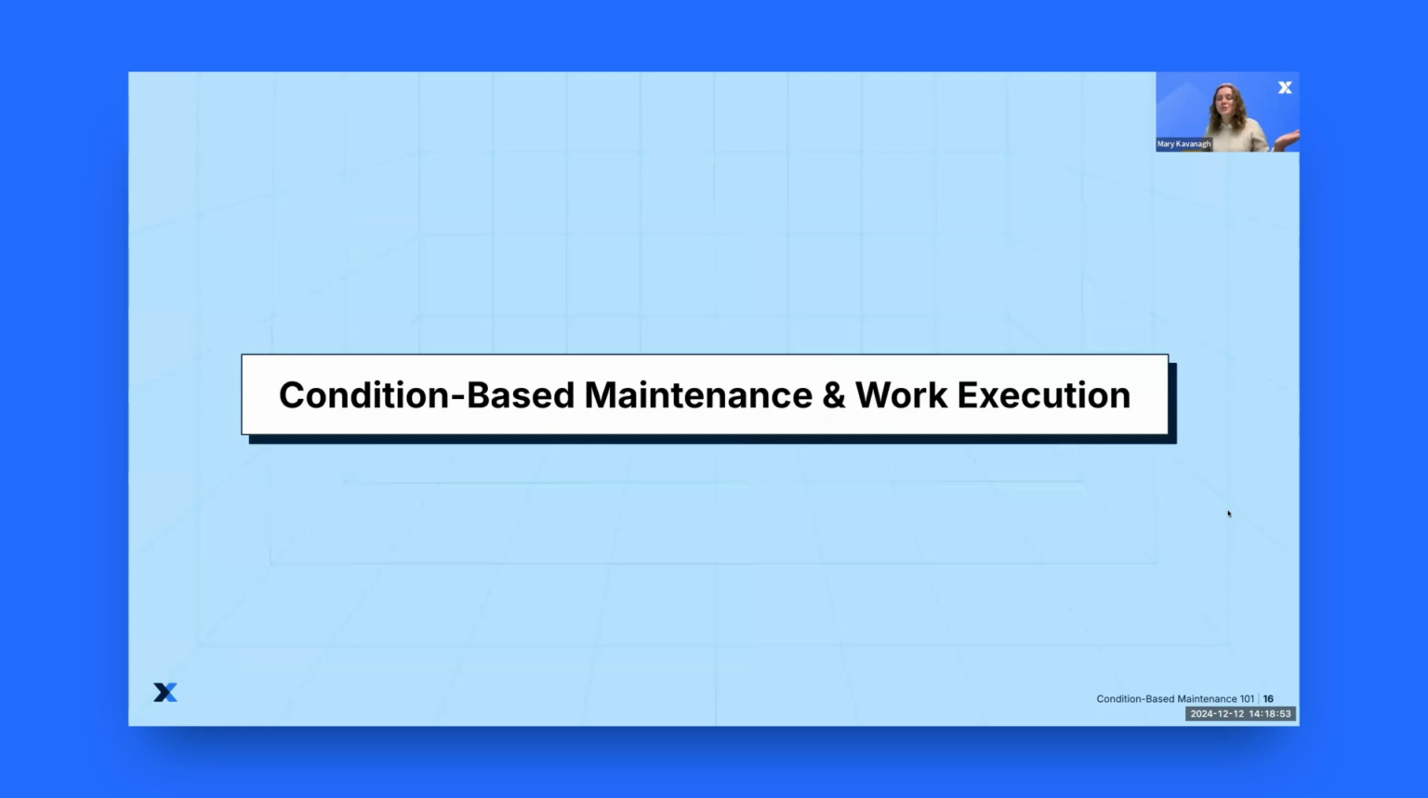Boom. So we know how to make our meters. We've concluded our meters section. Now we want to talk about work execution. We're getting those meter readings in. Now what?